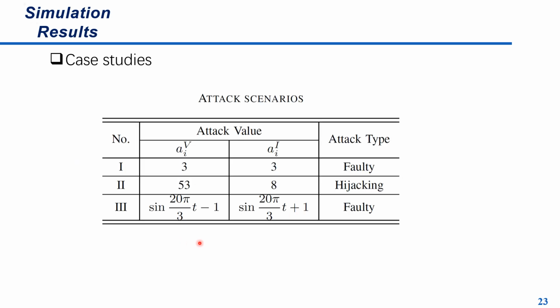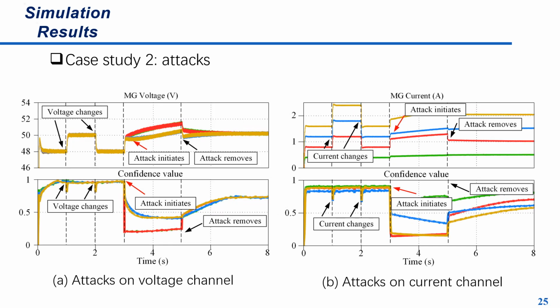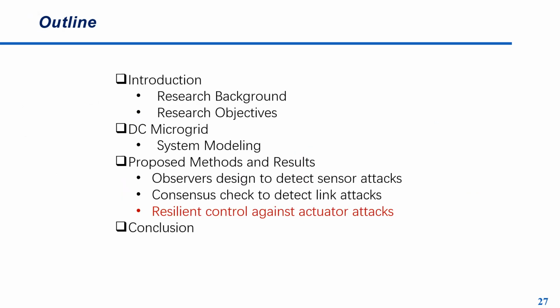To verify the effectiveness of the proposed approach, 3 attacks are injected in communication links. Similarly, I change the voltage and current first, and then inject cyber attacks here. As you can see, the confidence value can indicate the occurrence of cyber attacks on both channels, as you can see here and here. This is another case of attacks on communication links. This is the last case. I'll show the feasibility of the proposed approach.